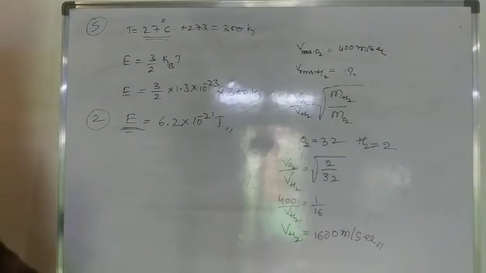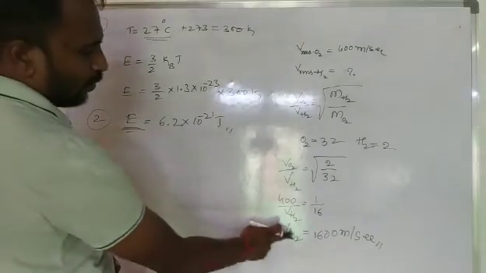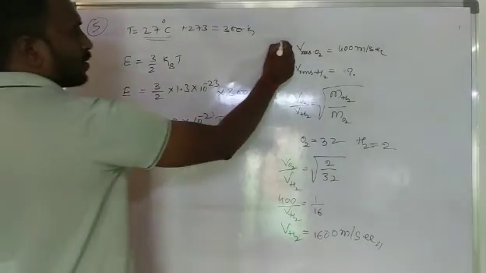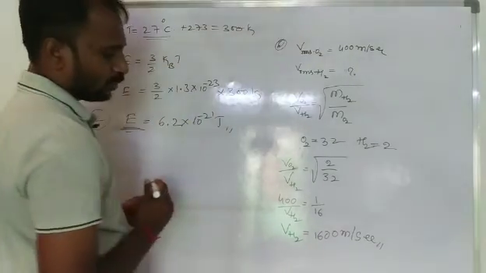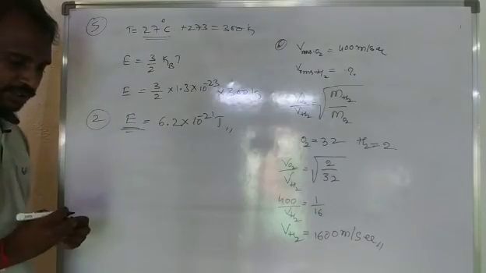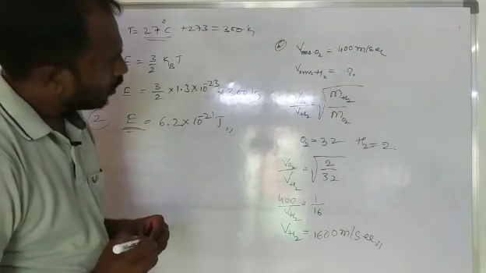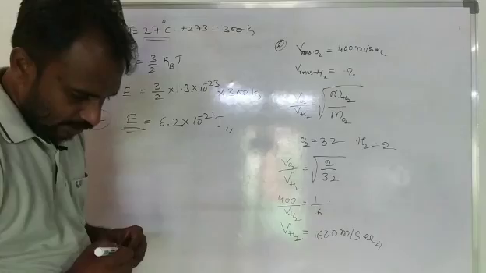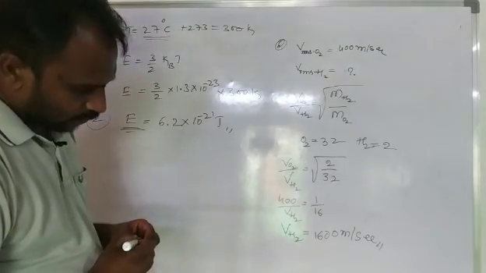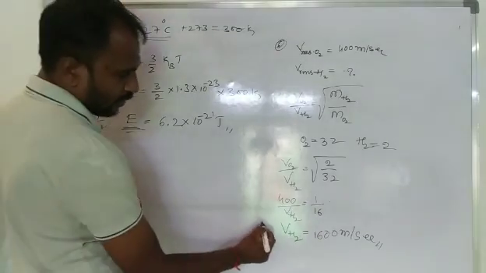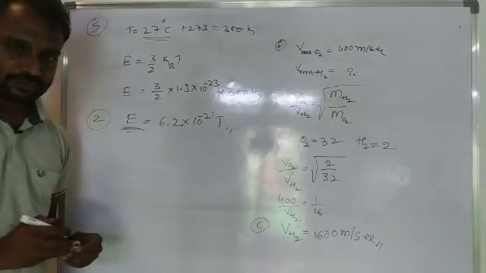So this one is the RMS velocity for hydrogen. This is the sixth problem. Which option is correct? The answer is 1600, so the third option, option C, is the correct one.